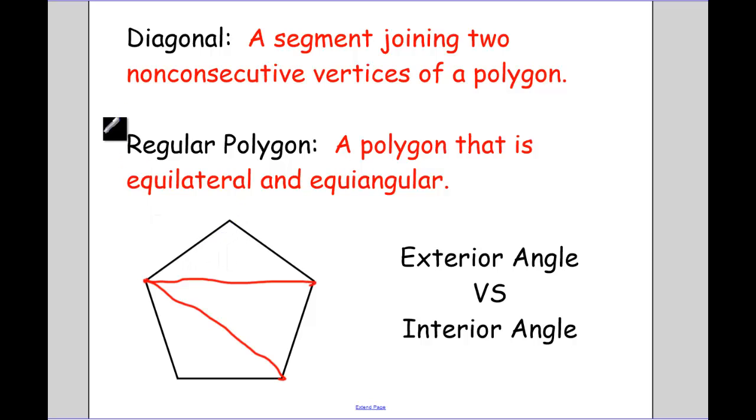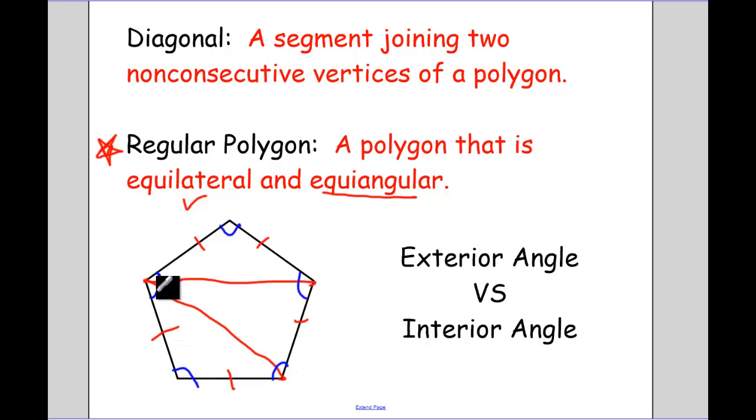Now a regular polygon, make sure you know this definition. A regular polygon is going to be a polygon that is equilateral, so all sides are equal, and equiangular. All the angles are equal. Okay, so keep that in mind.